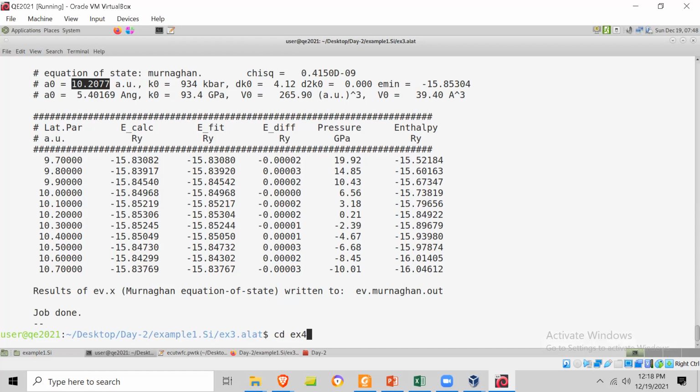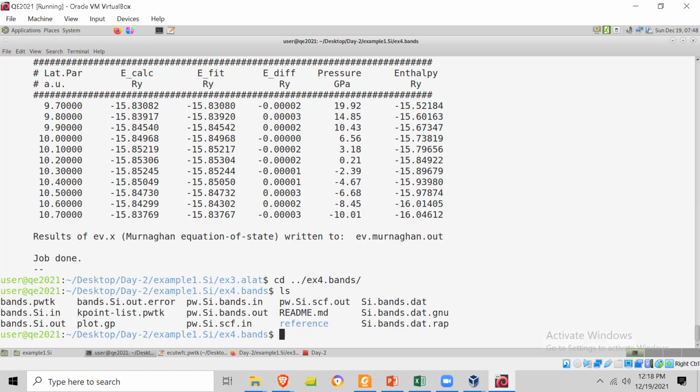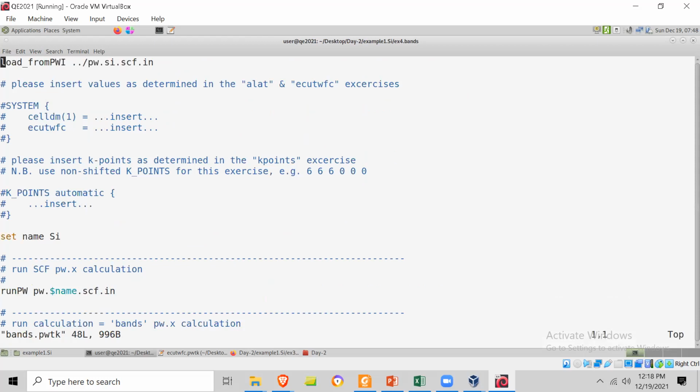4, bands, then again, I don't want to remove anything because, okay. We look at bands PWTK, there's an input that says insert, insert, and insert. So these things we have to insert. These are the things that we took from the earlier calculations, which will give us a converged value for these particular pieces. So the cutoff, this was 40. And K points we split by 4 by 4 and 1, 1, 1.